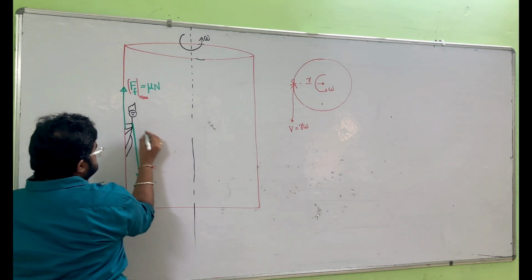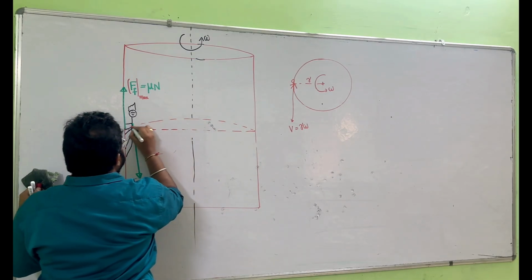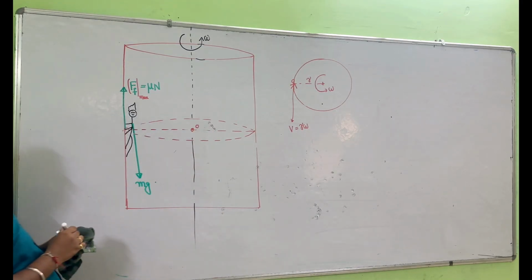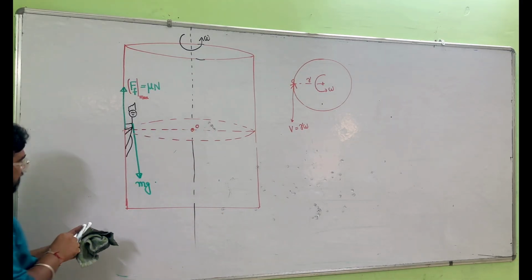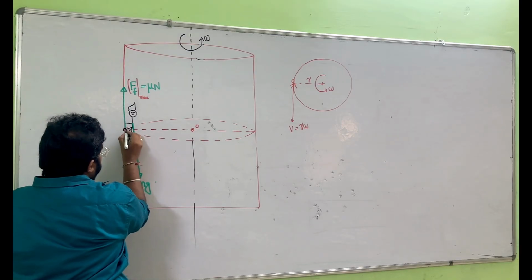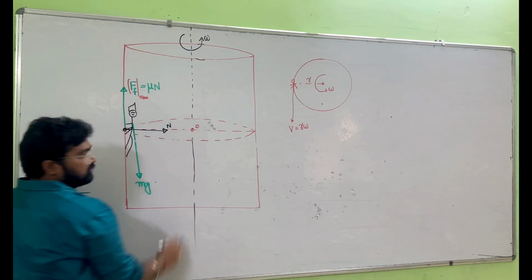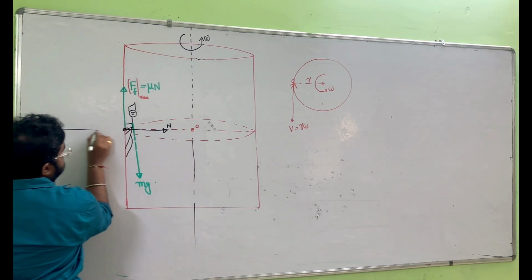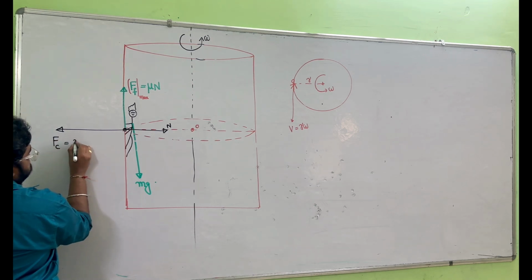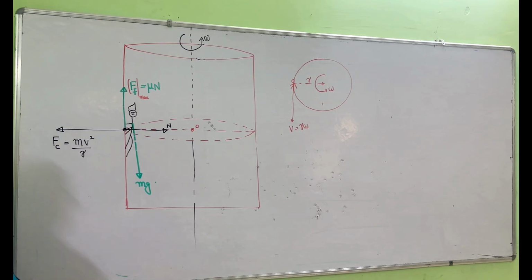So if you take the circular motion of this person, this is the center of the circular motion. Radial acceleration acts towards the center. At this point of contact, normal reaction will be acting perpendicular to the surface. Centrifugal force is acting away from the center of circular motion, mv square by r.